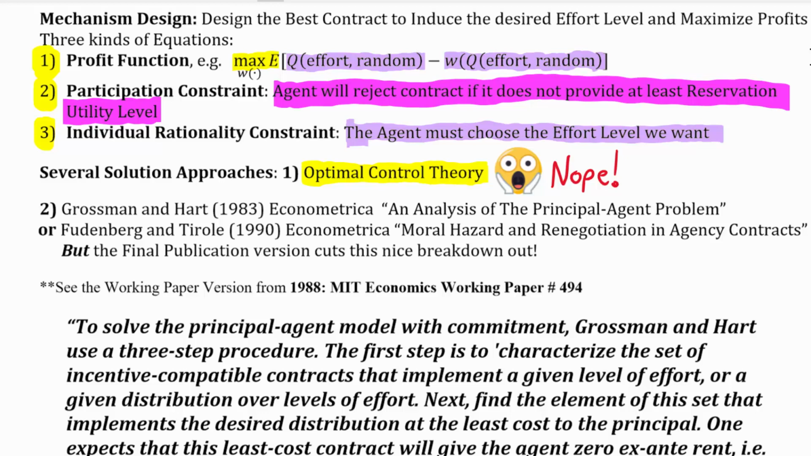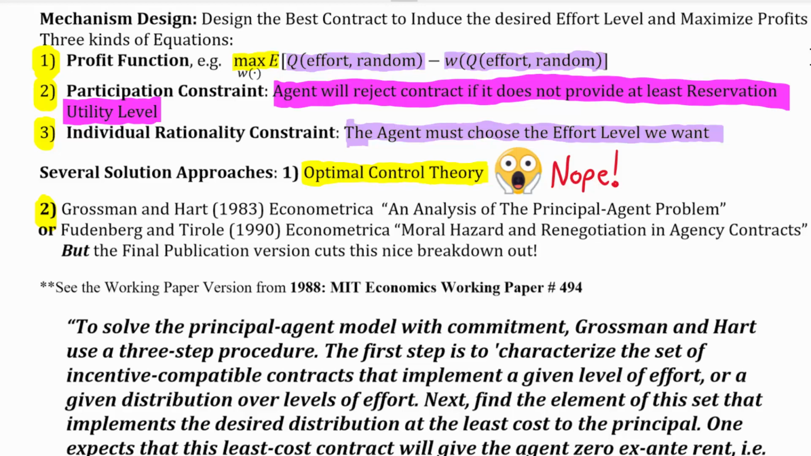The way that economists will typically try to approach these problems is to follow the ideas that Grossman and Hart in 1983 set out in their paper, An Analysis of the Principal Agent Problem. Given this is an Econometrica paper, they don't really give you step-by-step instructions very clearly. So Fudenberg and Tirole in 1990, another Econometrica piece, actually did try to lay out a little more clearly what the steps are and what they call a three-step method.